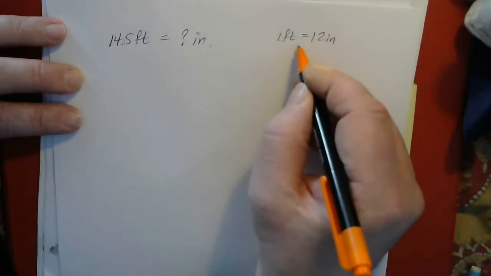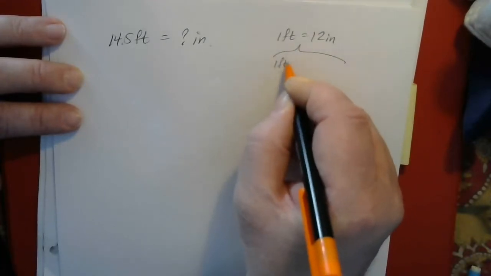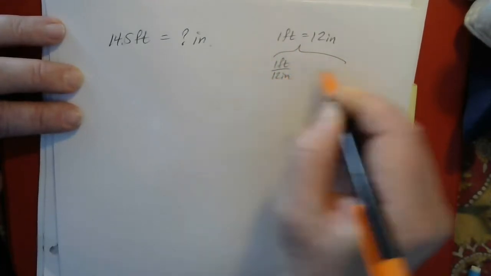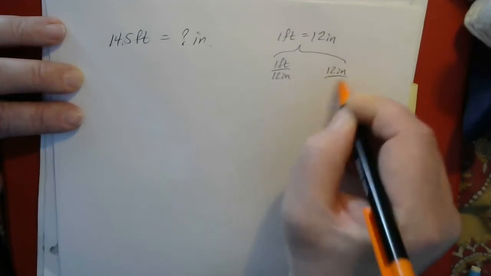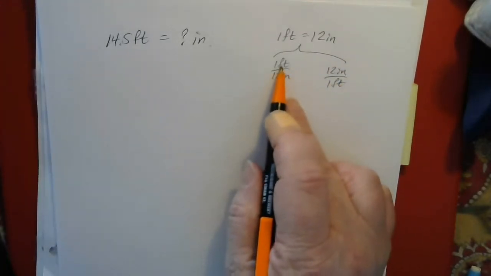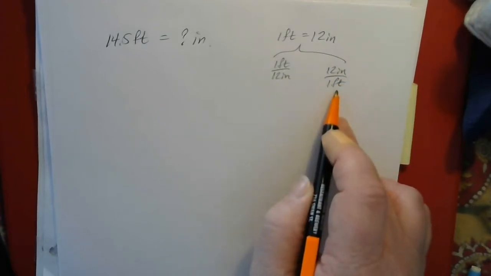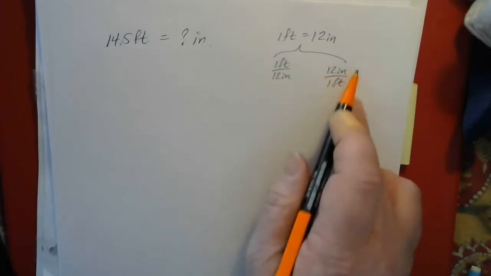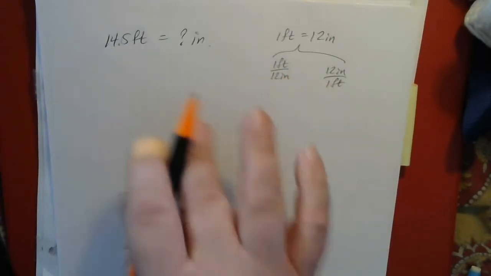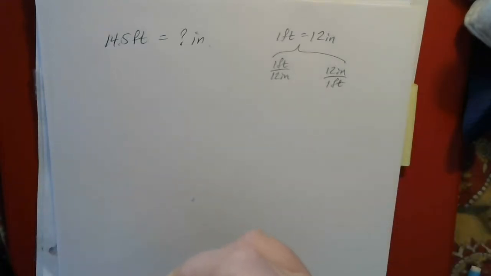And so we can turn that into a conversion factor by making a ratio out of it. You could use it as there's 1 foot for every 12 inches, or there are 12 inches for every 1 foot. And which one of these 2 forms you would use in this question would really depend on which direction you're going. If you're going from feet to inches, you'll use one of them. If you're going from inches to feet, you'll use the other one.